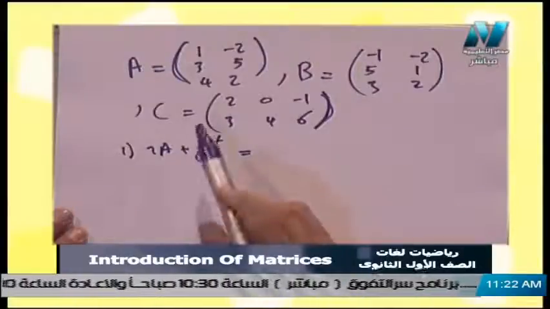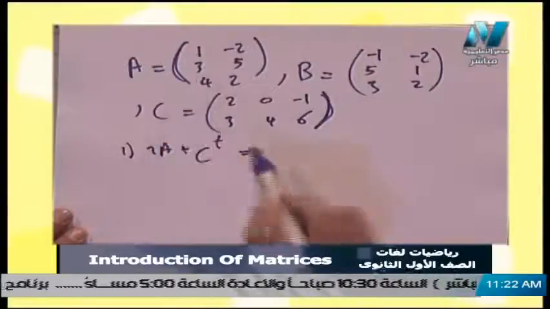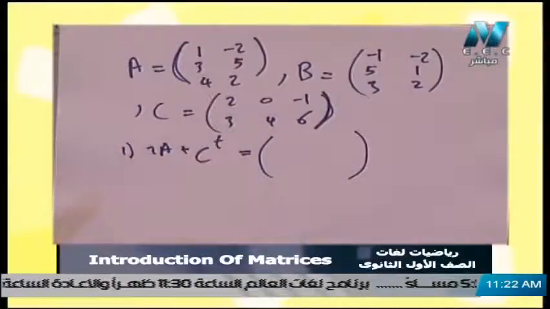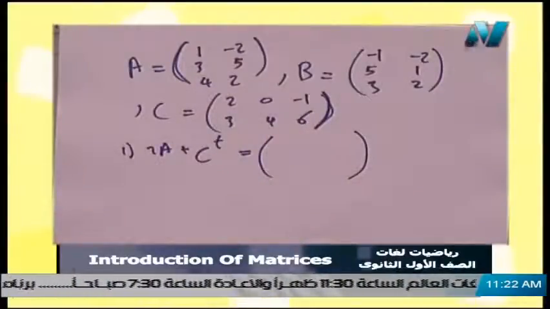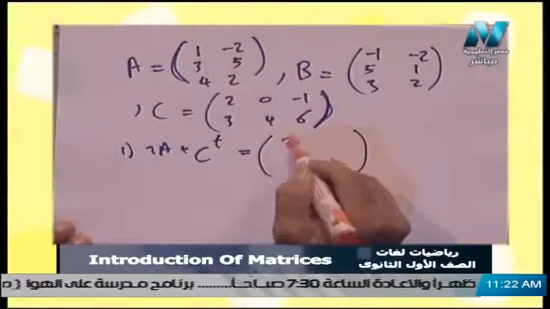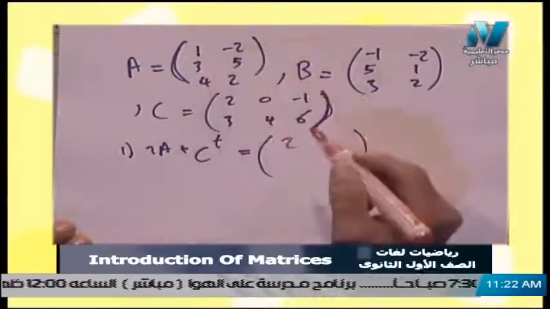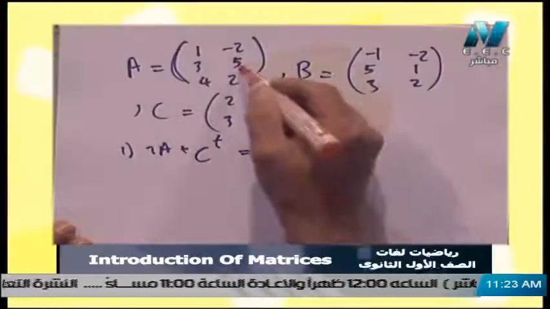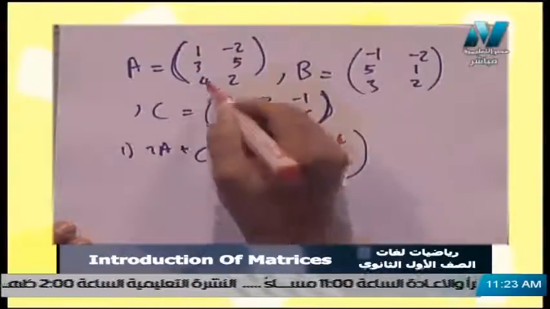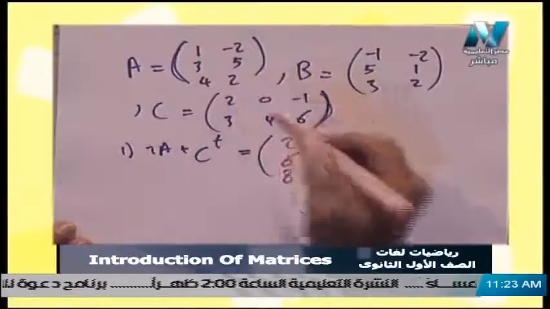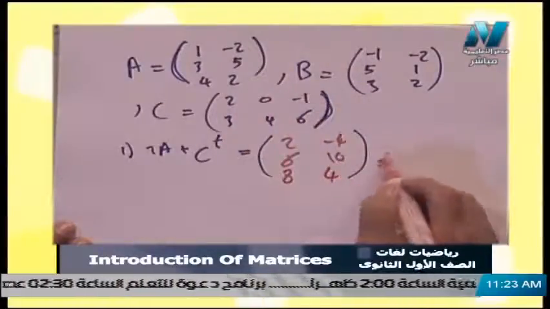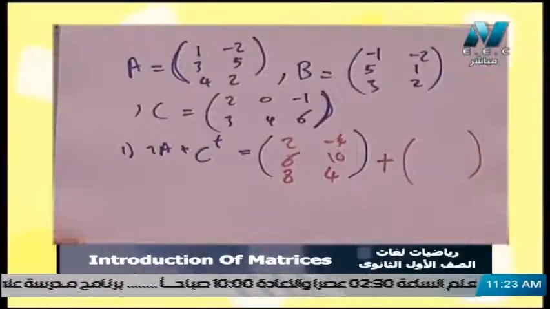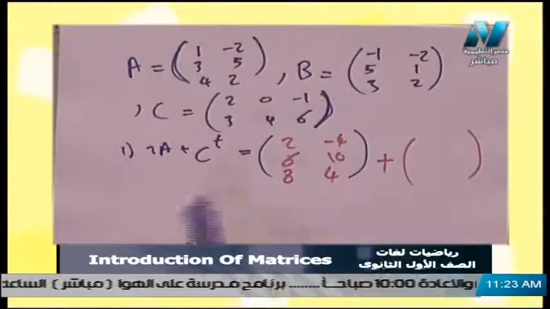2A means we multiply A by 2 directly. We can do it, it's very easy. 2 times 1 equals 2, 2 times 1 equals 2, 2 times -2 equals -4, 2 times 3 equals 6, 2 times 5 equals 10, 2 times 4 equals 8, 2 times 2 equals 4, plus what? Plus C transpose. What is C transpose here?